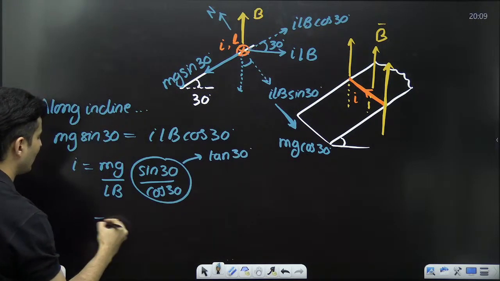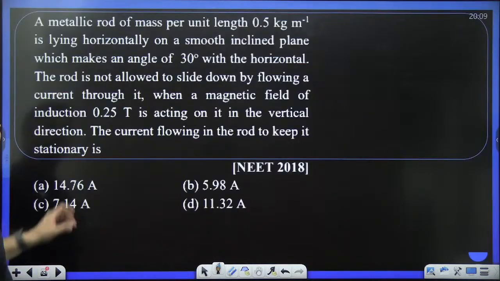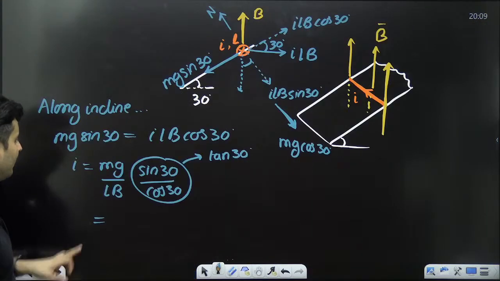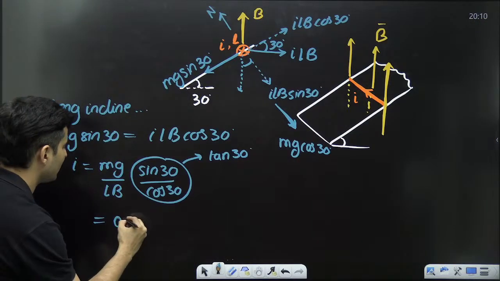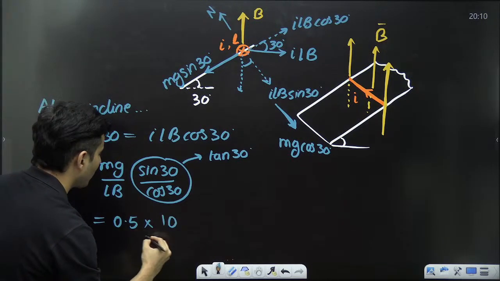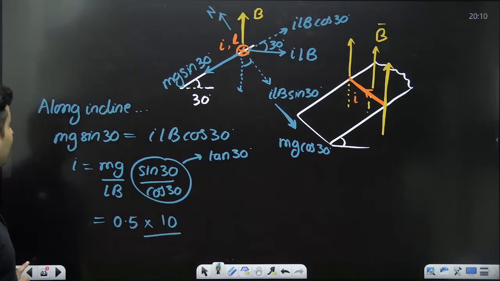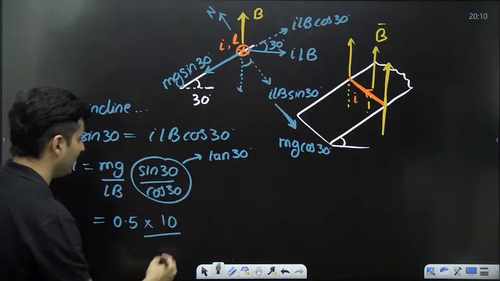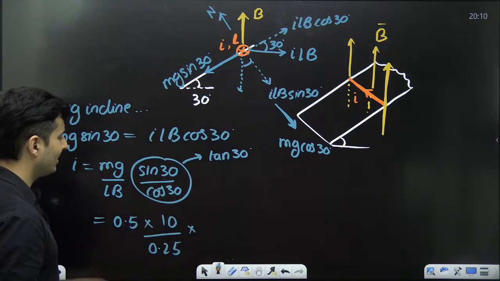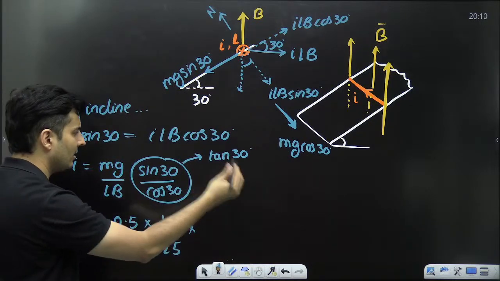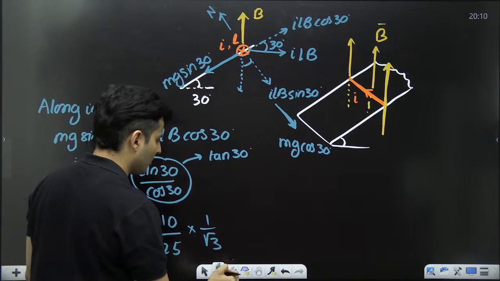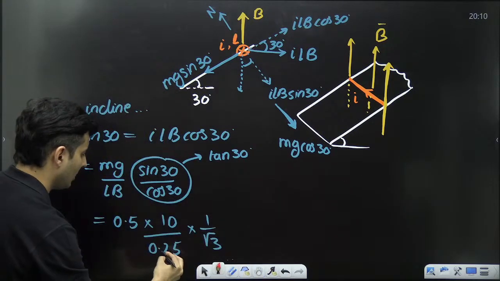Now you just have to substitute everything. Mass per unit length is given, so basically m by L is given. Mass per unit length is basically 0.5. G value, standard 10, divided by magnetic field, which is basically 0.25, into what is this? Sin 30 by cos 30 is tan 30. Tan 30 is basically 1 by root 3. So after this you can just simply do the calculations.